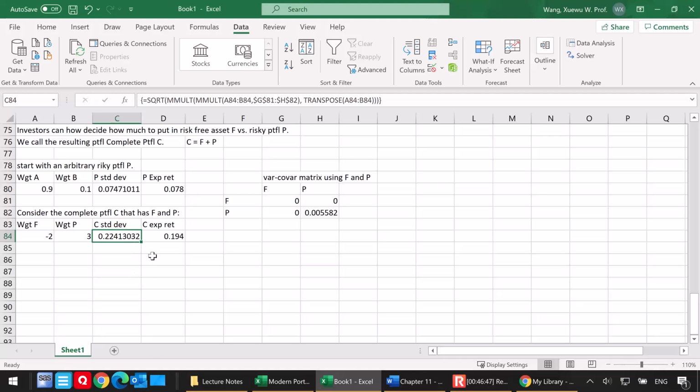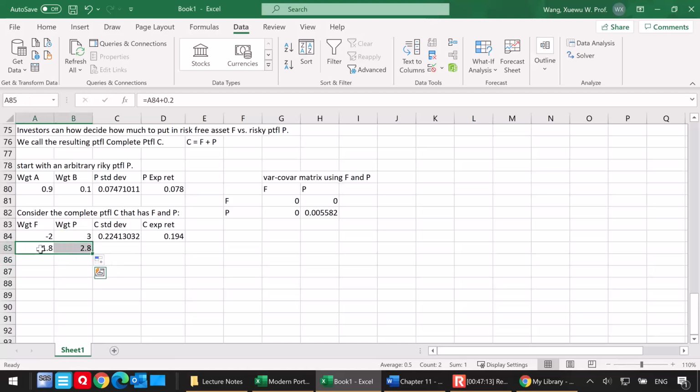So this is one complete portfolio we can actually look at. All right, so I'm going to look at more complete portfolios. So you might be wondering, where are we going with this discussion? The answer will be clear in a second. Okay, so I'm going to copy this down here. So this is another complete portfolio. It's still leveraged, but it has lower leverage because I only borrow less.